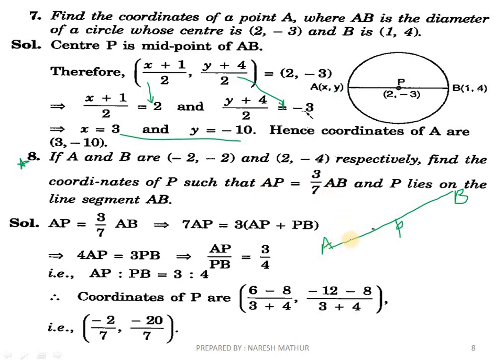It means this part is the 3/7th part of the whole line segment. Now it is not a ratio of 3:7. Just take this into consideration: 3:7 is not the given ratio. We are given AP is the 3/7th part of the whole line segment. So we can find the exact ratio by this.